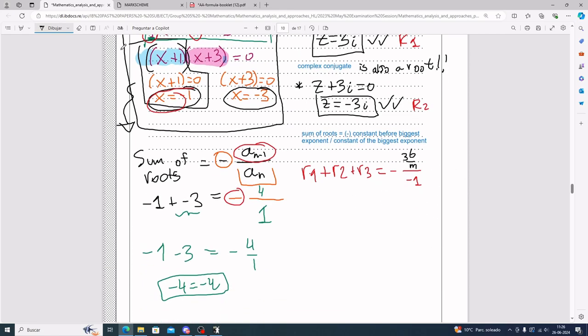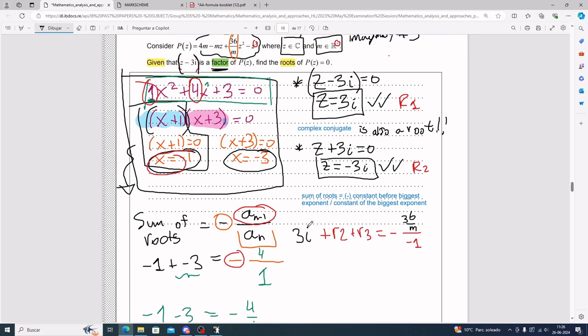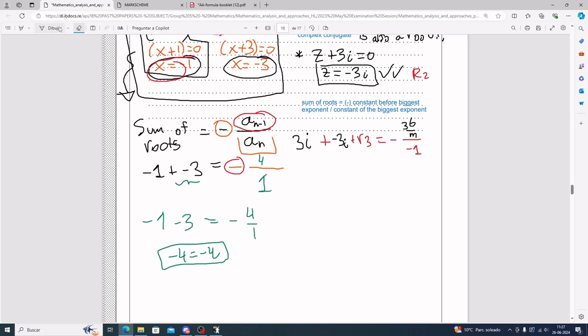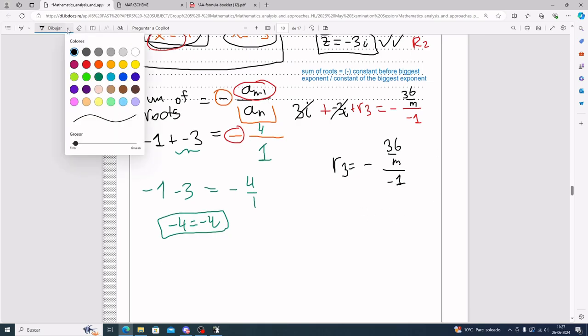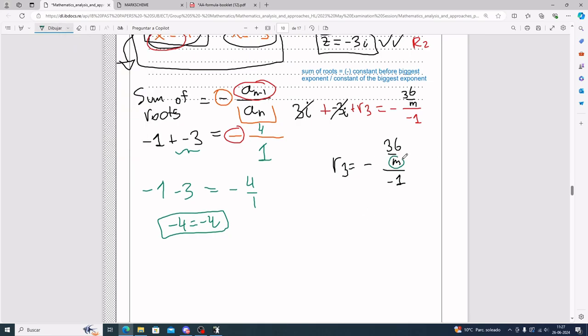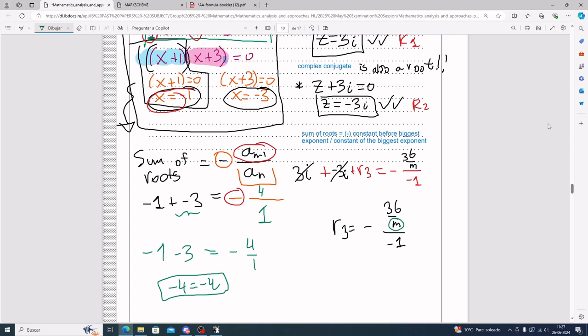And if you plug in the roots that you have, you can plug in the first one, which we said was 3i, and the second one, which we said was negative 3i. The third root you still don't have. But if you solve this now, this goes away with this, and you have your third root that you're going to discover soon. On the right side, you end up with negative 36 divided by m divided by negative 1. Which looks kind of nasty, and you can't solve it yet because you don't have m. So this is the next big step that we have to go through.